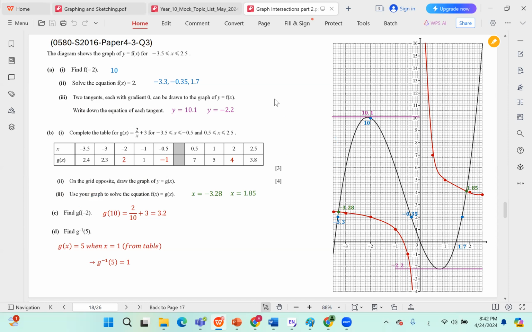For D, we want g inverse of 5. So this is the same as saying find x when y equals 5. In the table, we are already given y equals 5. So by just checking the value of x that suits it, we get an answer of 1. Another way of doing this is to go to the graph and draw a horizontal line at 5 and see where it cuts the red curve. So it cuts the red curve at 1.